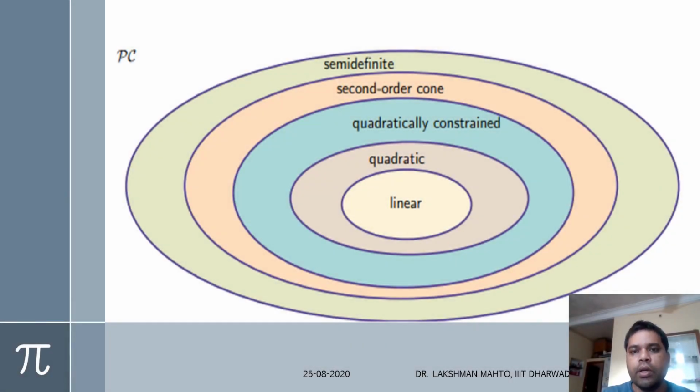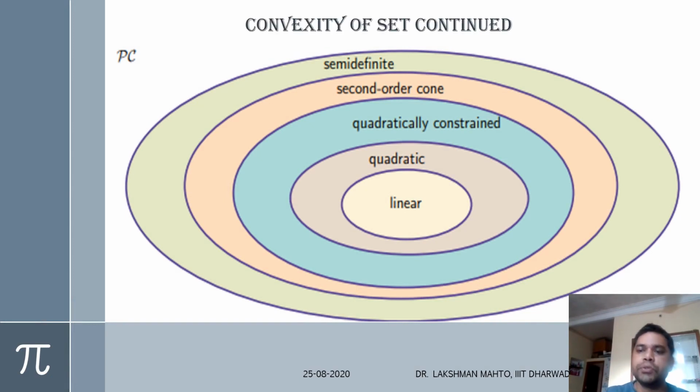Afternoon, everyone. Today I am going to discuss convex sets, continued as a continuation of last class. Last class we discussed in detail about convex sets, or convexity of a set. Here, depending upon different types of convex sets, we will define different optimization problems.